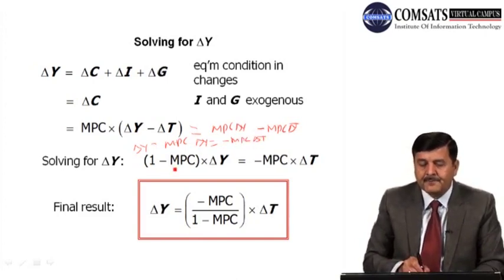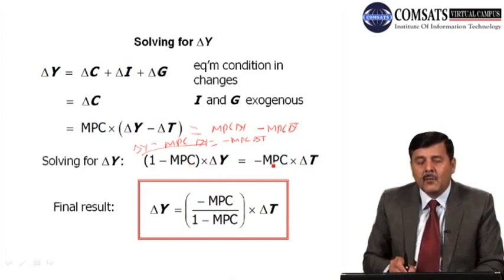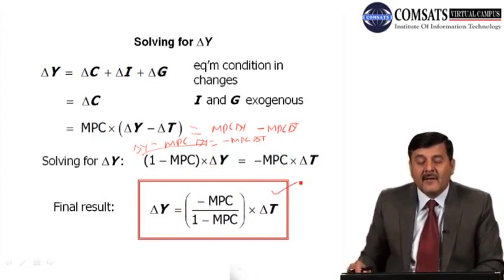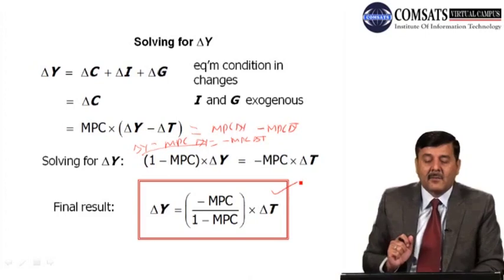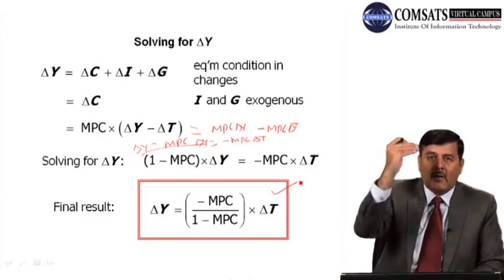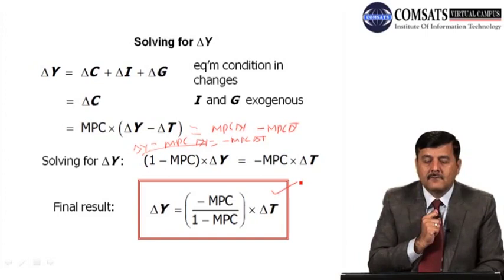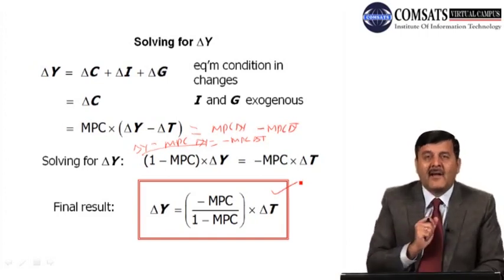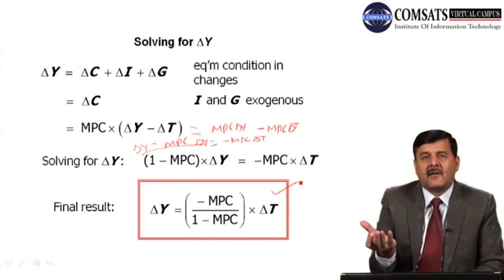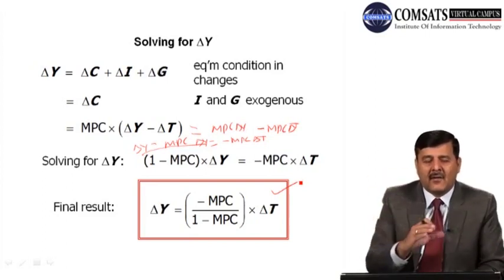Now if we just take delta Y common from this side, 1 minus MPC into delta Y is equal to minus MPC into delta T. Just simplify this equation, we get this. This is the final result. Delta Y is equal to minus MPC over 1 minus MPC into delta T, and this is known as the tax multiplier, the effect of taxes on income. So this is the numerical effect, how we can see the effect of taxes on income.